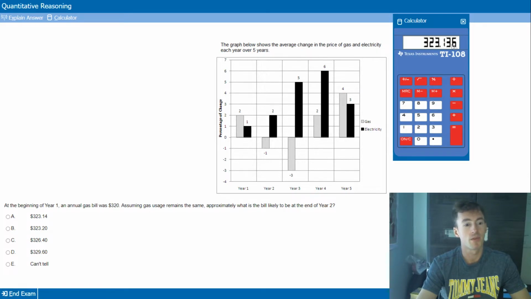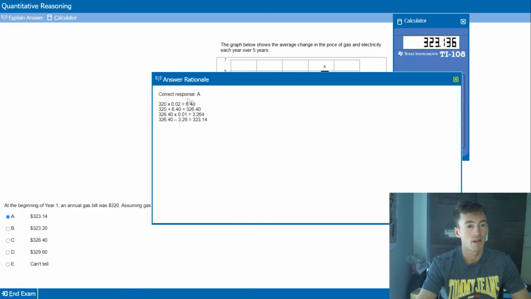14 pence. Remember, we round to 2 decimal places, so because this number at the end here is higher than a 4, we round this number up by 1. Okay, so the answer should be A. Yeah, here we go.